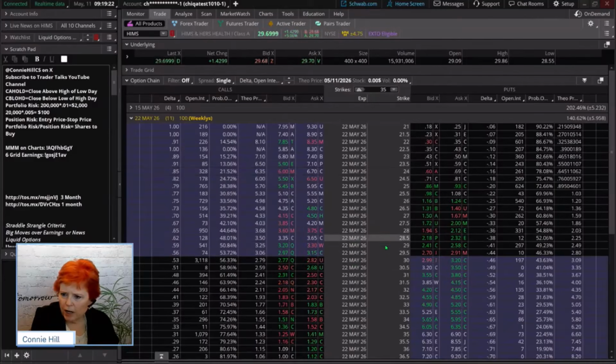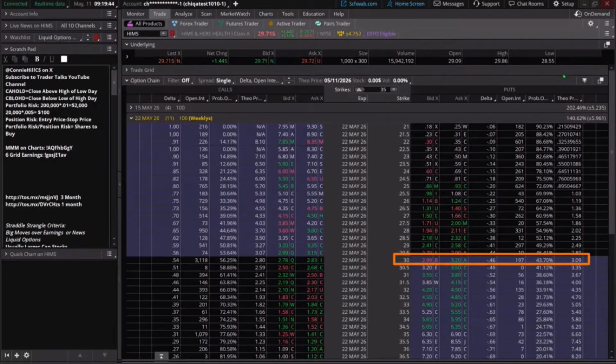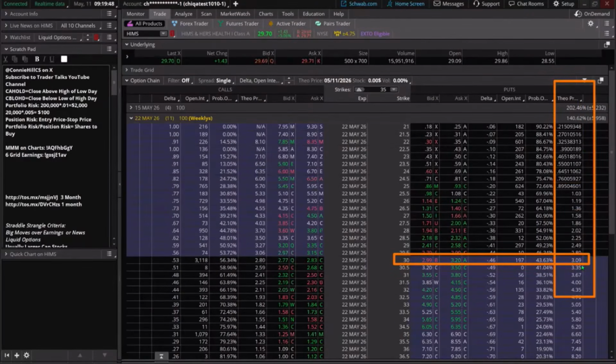So our at the money strike price is going to be 30. And so if we were going to, which we are, do a long option, we're going to go with the 30 strike price. So we're going to be using these numbers here. There's 197 open interest contracts, which is nice. And if we were to take the midpoint price, that's in this column here called Theo price, midpoint price is about 3.09.